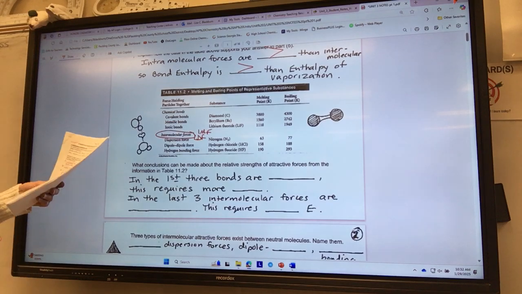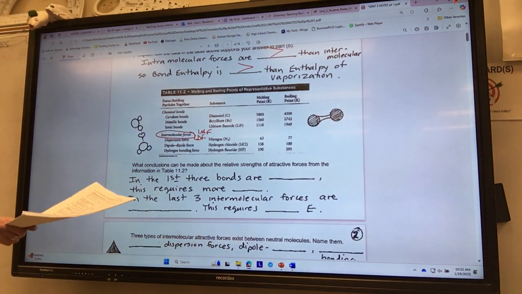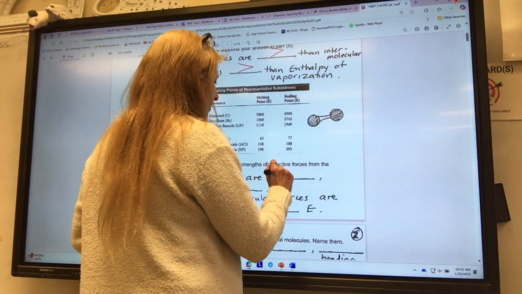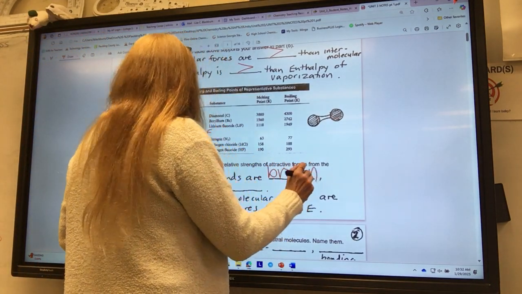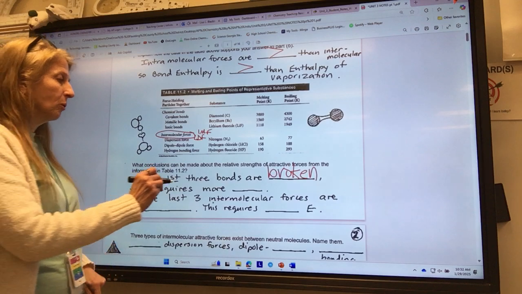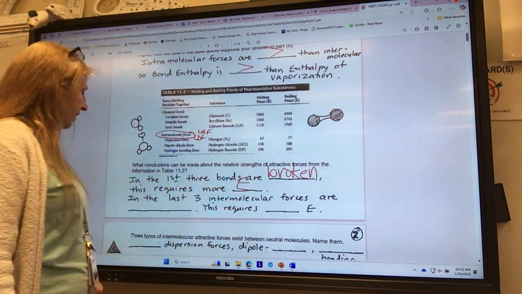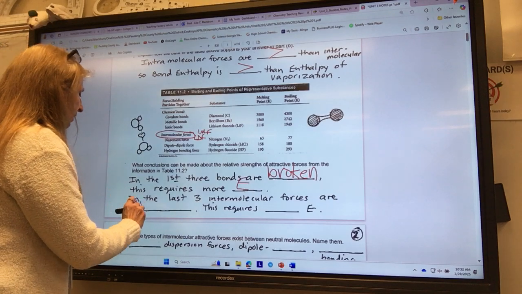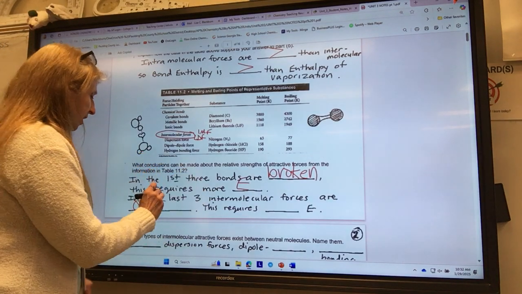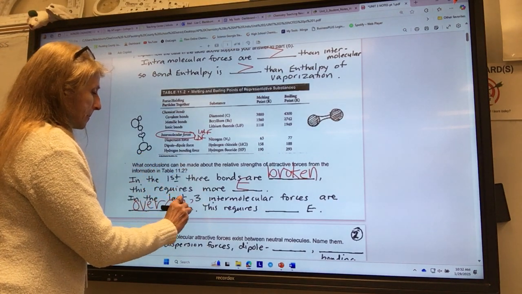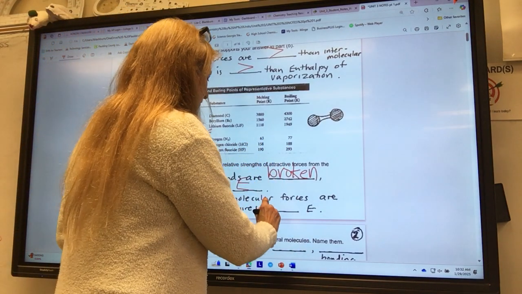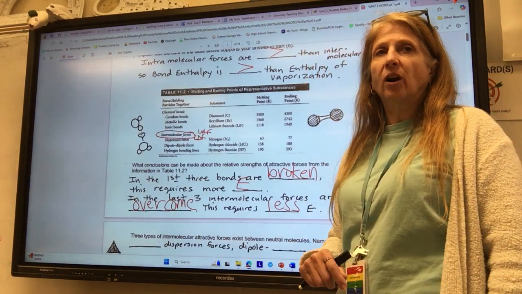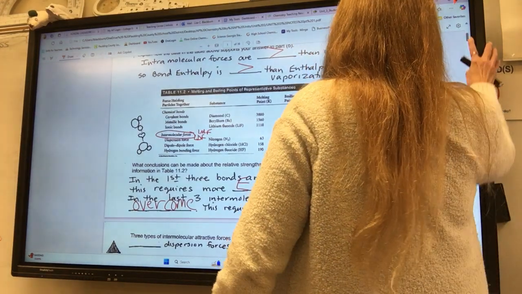All right, so now let's talk about it. What conclusion can we make? In the first 3, the real bonds are broken. This requires much more energy. In the last 3, the intermolecular forces are just overcome. They're not broken, we're just overcoming them. And this requires less energy. Okay? Good so far? Getting these concepts in our head?